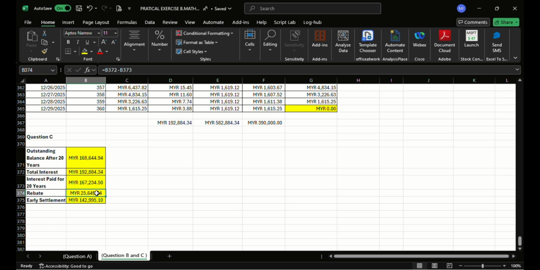To get the rebate, just take the total interest minus the interest paid for 20 years, and we get the rebate. And for the early settlement, just take the outstanding balance after 20 years minus the rebate, and you will get the early settlement.